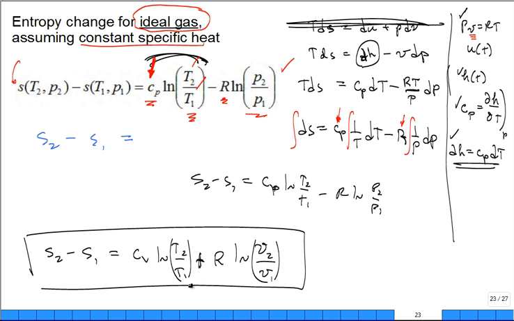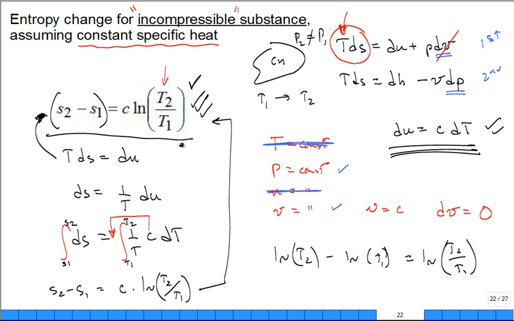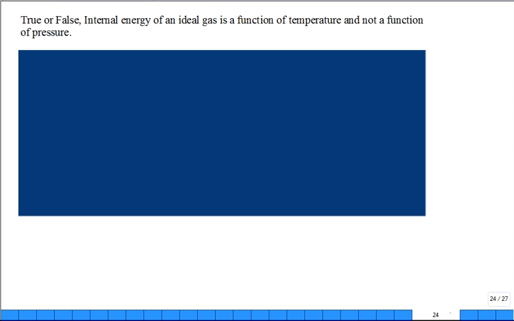Now, what is the restriction? Ideal gas and specific heats are constant. Somebody will say, I like this equation, I'm going to apply it to steam in a two-phase dome, I'm hoping for a lot of partial credit. Don't do it. Please don't do it. It has restrictions, just like this equation has restrictions. Incompressible, constant specific heats. True or false? The internal energy of an ideal gas is a function of temperature and not a function of pressure.